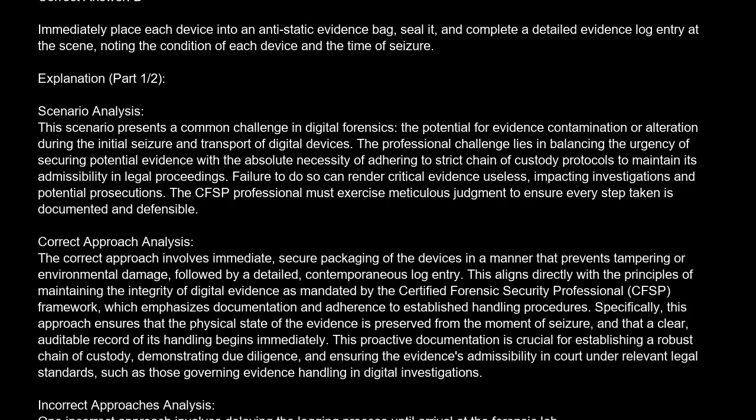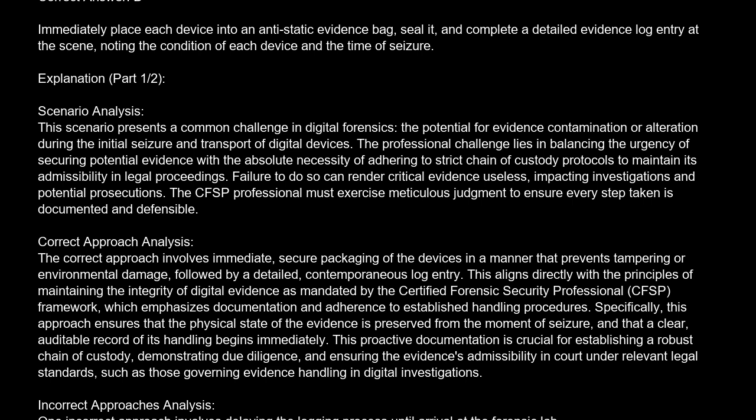This proactive documentation is crucial for establishing a robust chain of custody, demonstrating due diligence, and ensuring the evidence's admissibility in court under relevant legal standards, such as those governing evidence handling in digital investigations.